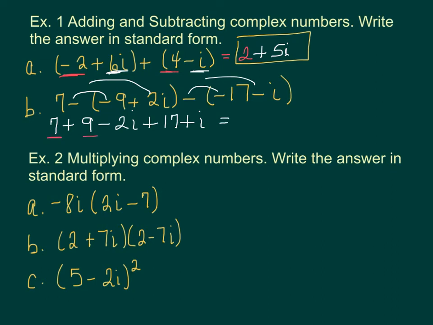You add all your real numbers. 7 plus 9 is 16, plus 17 is 33. And then you add all your imaginary numbers. Negative 2i and positive 1i is negative i.